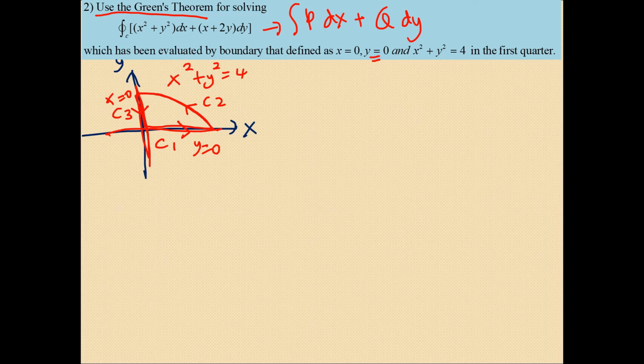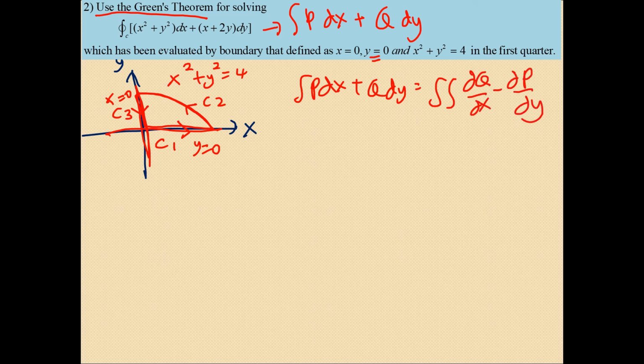Alright, so now we have three curves altogether, but read the question again. Use Green's theorem for solving P dx plus Q dy. Green's theorem says P dx plus Q dy equals the double integral of ∂Q/∂x minus ∂P/∂y. This is based on Green's theorem.